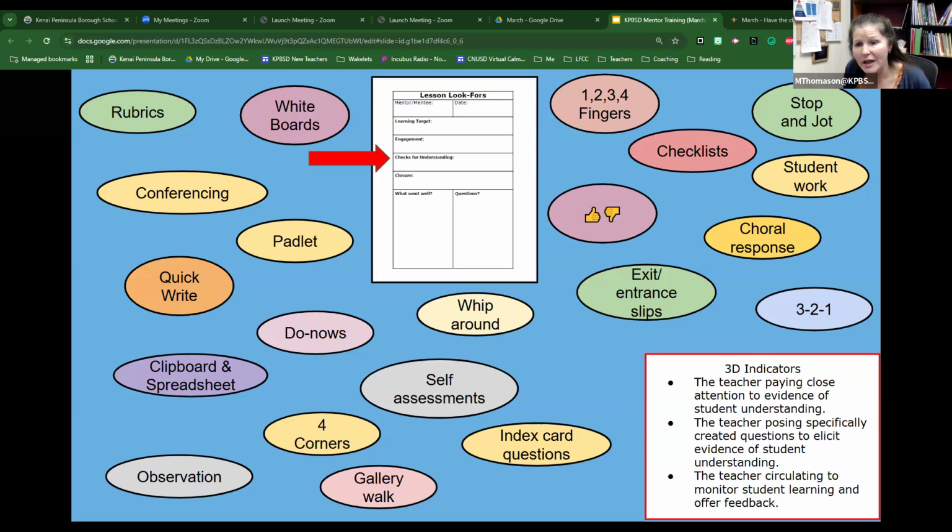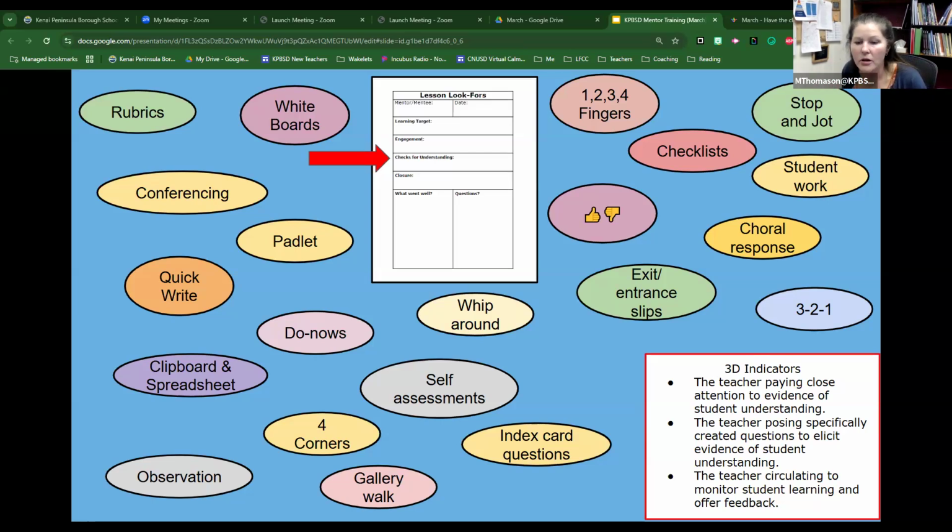So I'm dropping 2 resources. The first resource is 53 ways to CFU, to check for understanding. So there's lots of different ways, lots of different ideas, so that your mentee can get their feet underneath them and start trying out some of these check for understanding strategies if they don't already have some that they prefer.